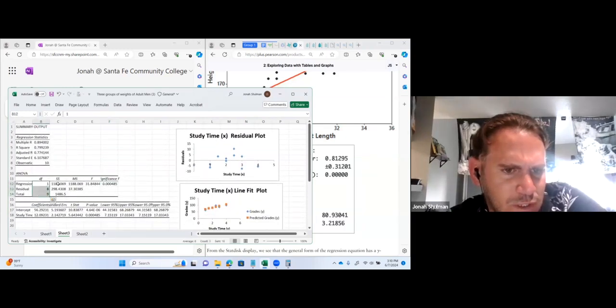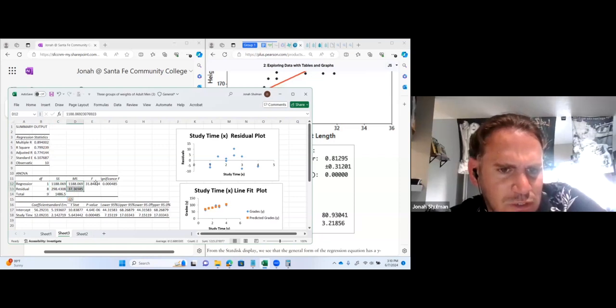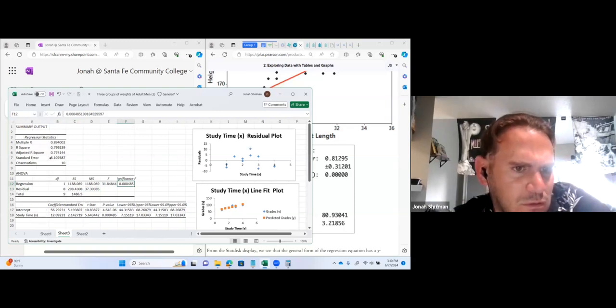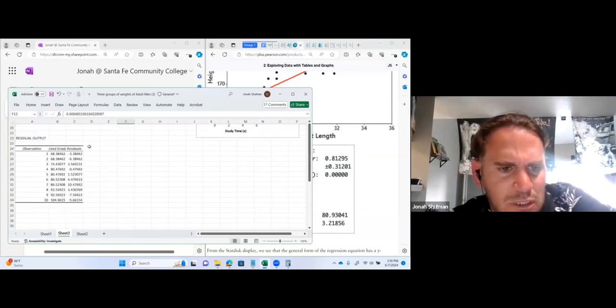Regression: this is your degrees of freedom, this is your sum of squares, this is your mean squares. There's your F value, that's your significance level. I don't see a B here.